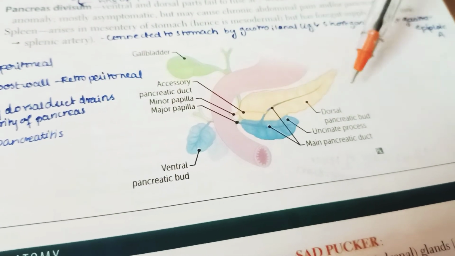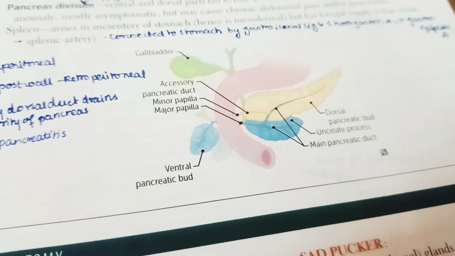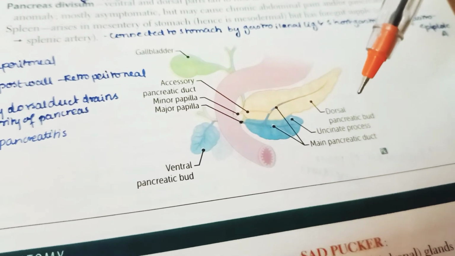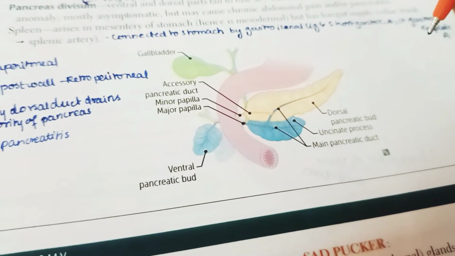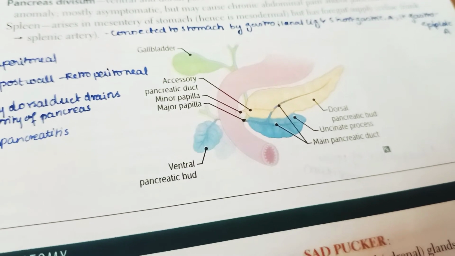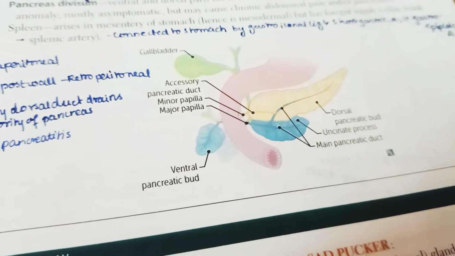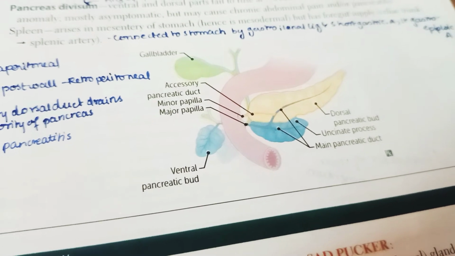Next, coming to pancreas divisum, like this only the pancreas remains divided, that is, the ventral will be on this side and the dorsal will be on this side. This doesn't cause that much of a problem, it is asymptomatic, but sometimes it may lead to chronic abdominal pain and also pancreatitis.